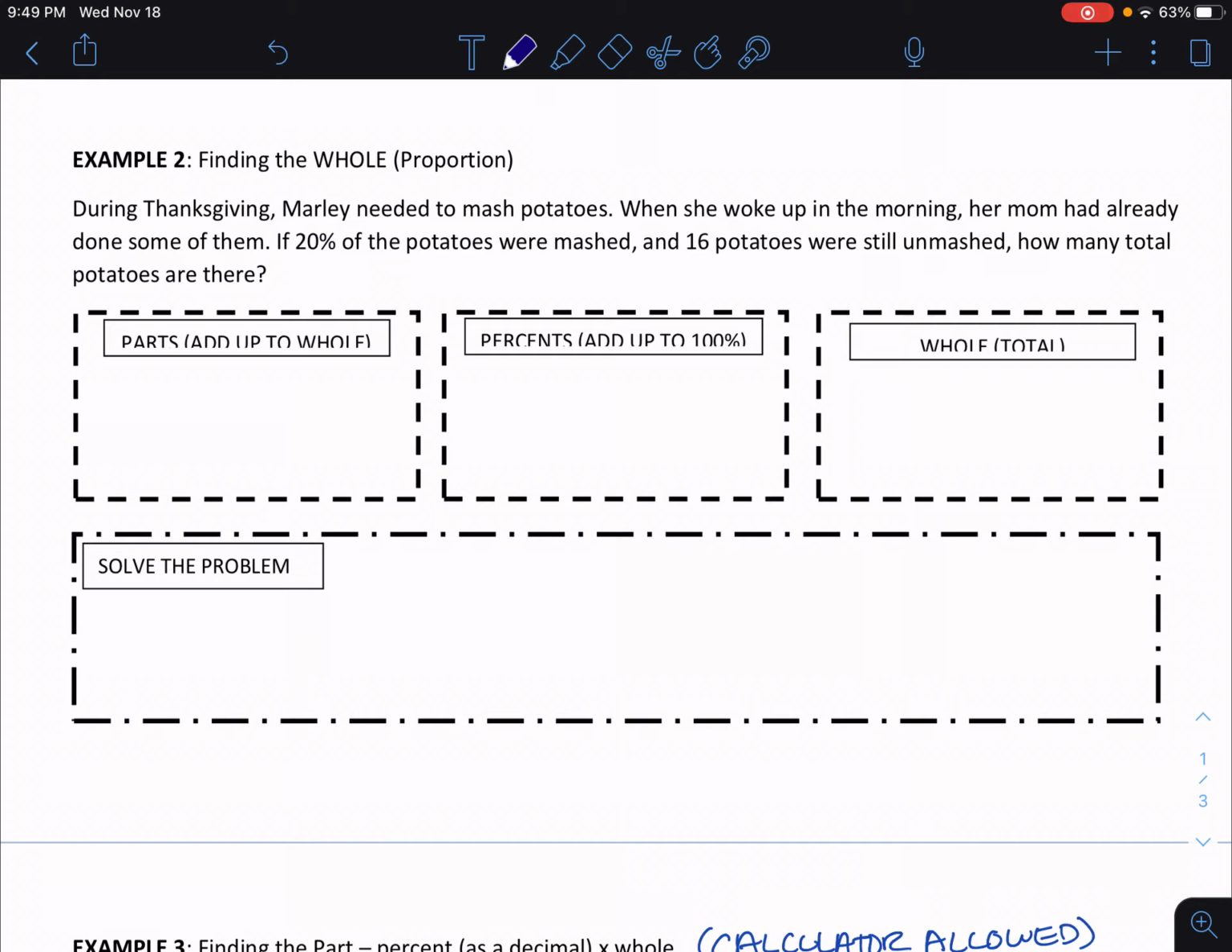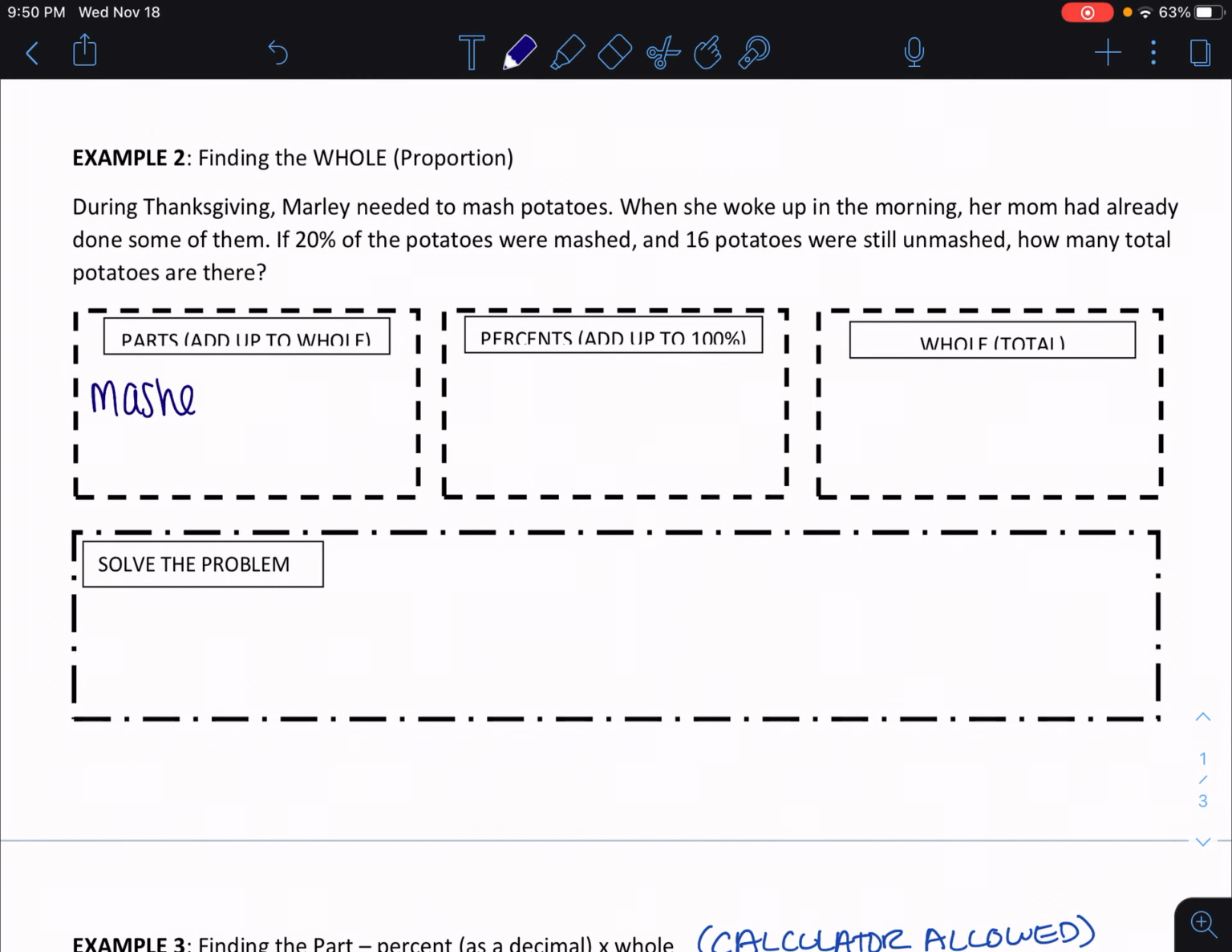So it says, during Thanksgiving, Marley needed to mash potatoes. When she woke up in the morning, her mom had already done some of them for her. If 20% of the potatoes were mashed and 16 potatoes were still unmashed, how many total potatoes are there? So we're talking about potatoes, whether they are mashed or unmashed. So I'm going to have mashed potatoes and unmashed potatoes. So mashed and unmashed. And then I've got total potatoes.